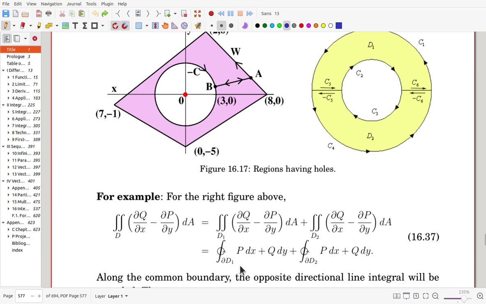So for D1, the boundary of D1 is this. Here for C6 and C1 and C5 and C2, these four parts are the boundary of D1. For D2, we have here C4, and this is already C6, so that this is minus C6, and C3, and minus C5. These are the boundary of D2.